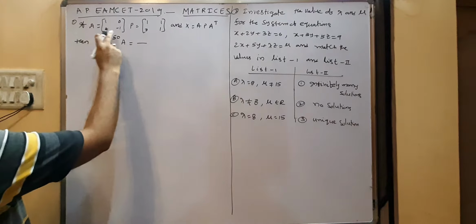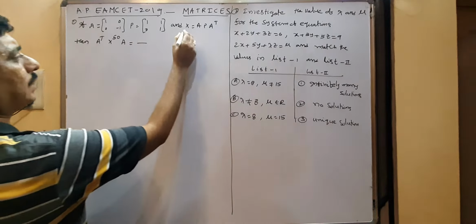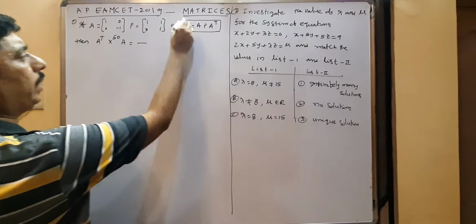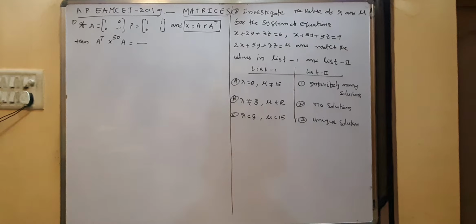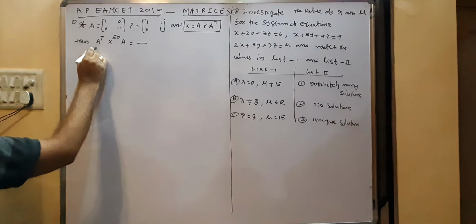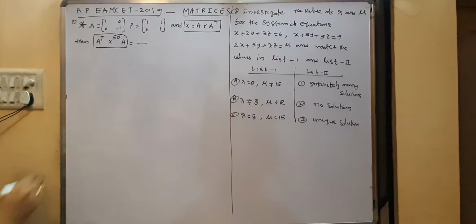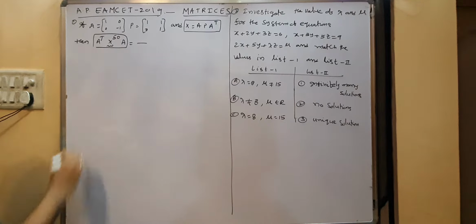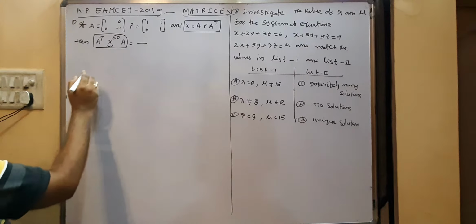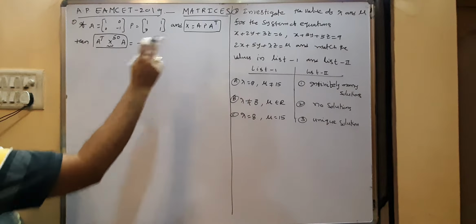A matrix A is given, P matrix is given, and X equals A P A transpose. Then find A transpose X power 50 A. First I will find the X power 50 value. Now X is A P A transpose.